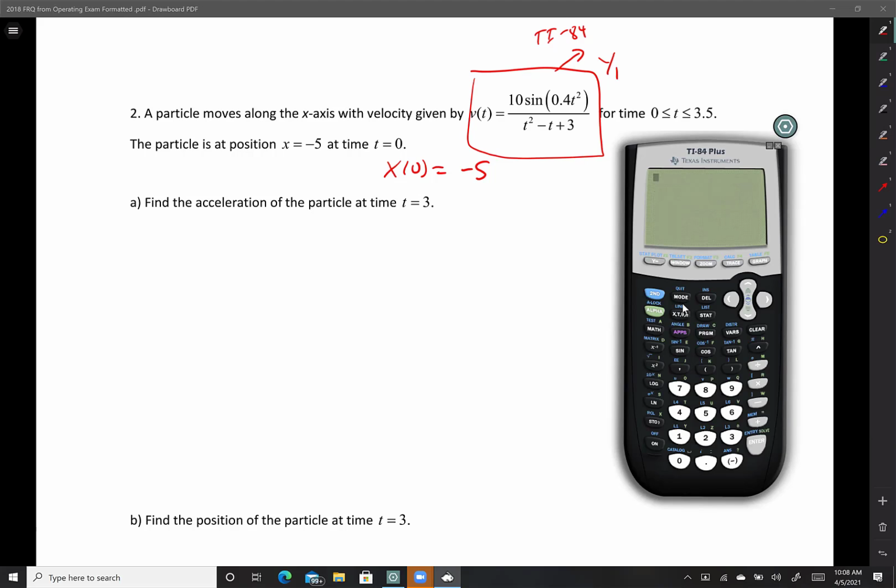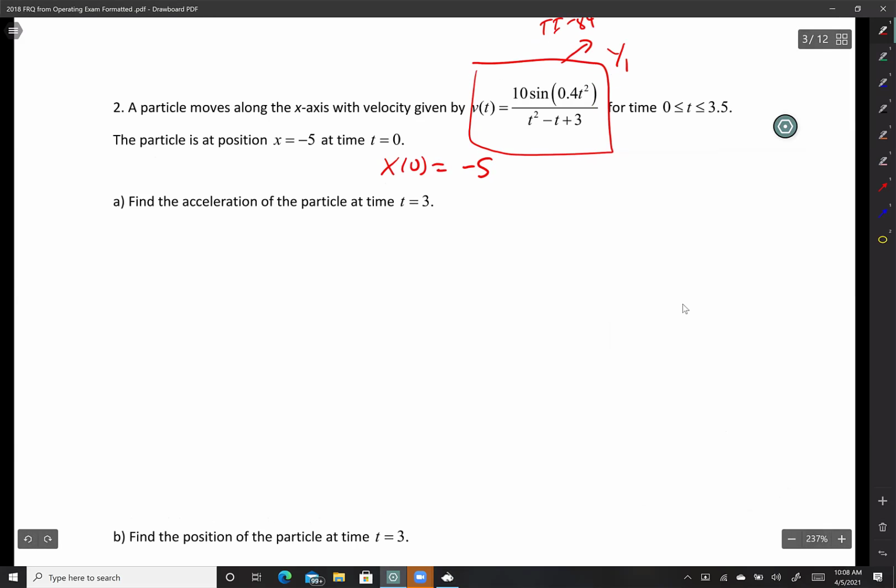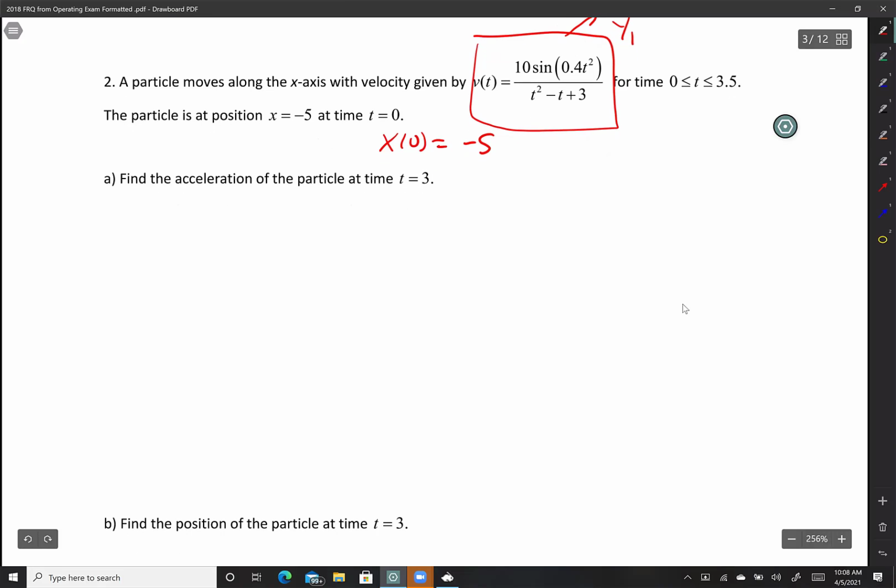All right. Letter A. Find the acceleration of the particle at t equals 3. I think I remember grading this question when I was a reader that year. So you just have to show that you know how to get acceleration from velocity, guys. You just needed to show this one little step: a of 3 is equal to v prime of 3. And that's all they wanted to see there. And then just give me the number. So you already have it.